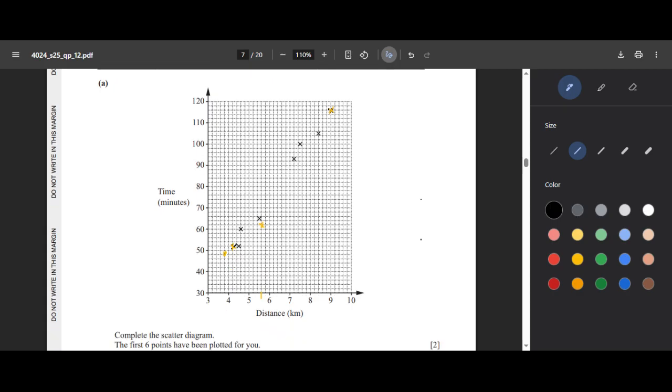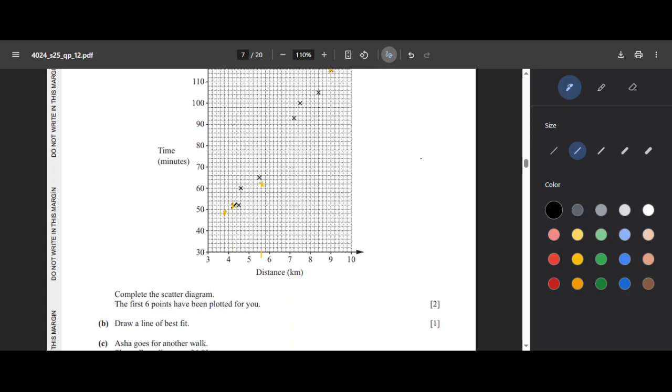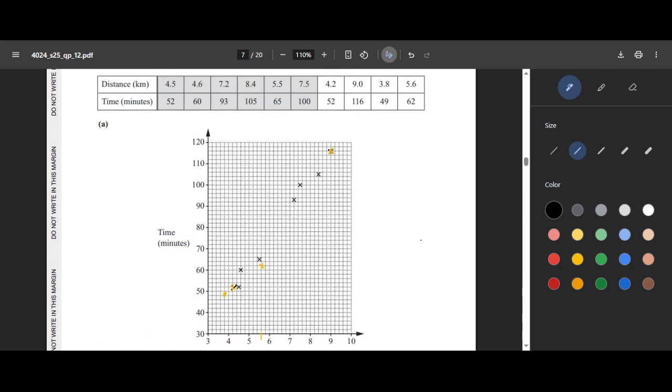Now for the next part, points are plotted. Draw a line of best fit. For best fit line, you have to draw the line in between the points. Let's suppose we start from here. From this point you can start. So the line passing in between the points.